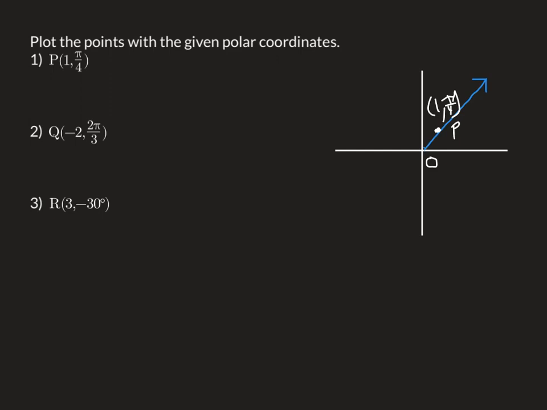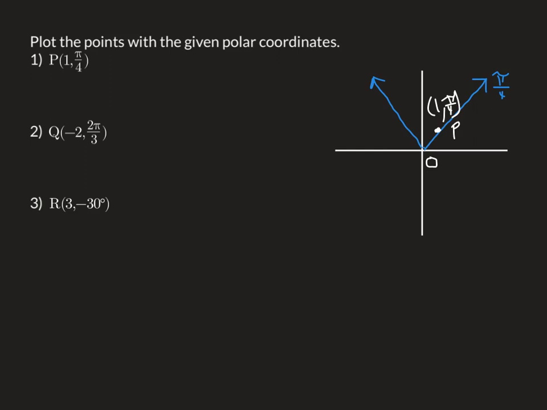All right, in number 2, we want to find point Q. So I'm going to do a rotation of 2 pi over 3. So this was pi over 4 as a rotation. 2 pi over 3 is still less than half of a circle. It puts me roughly here. That's where 2 pi over 3 is.